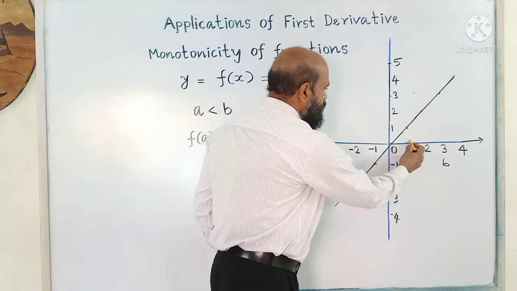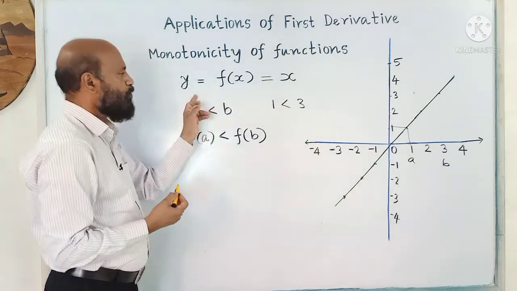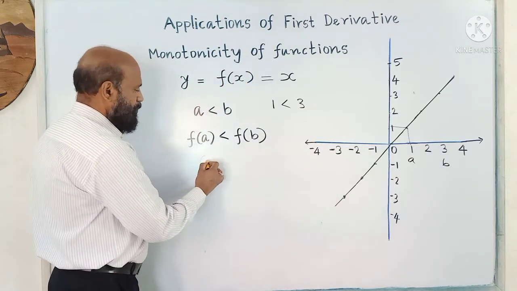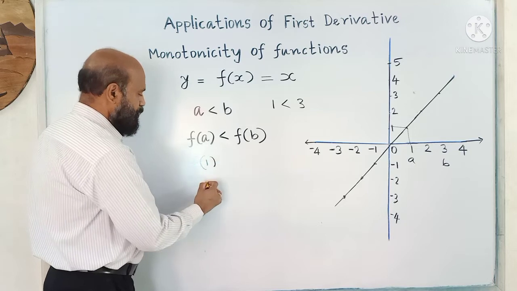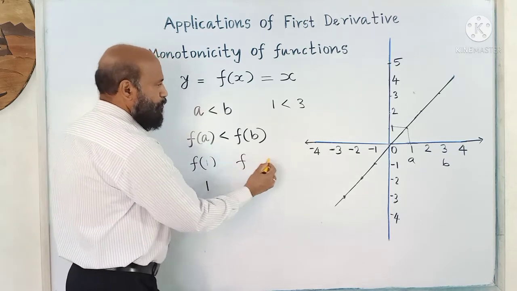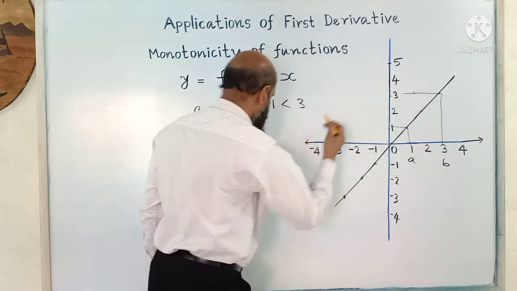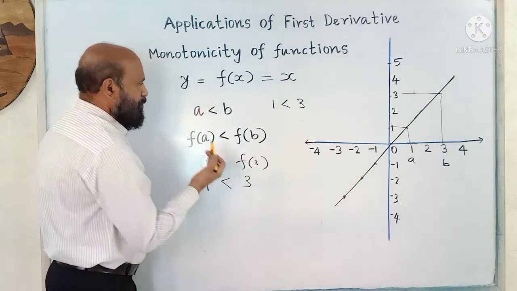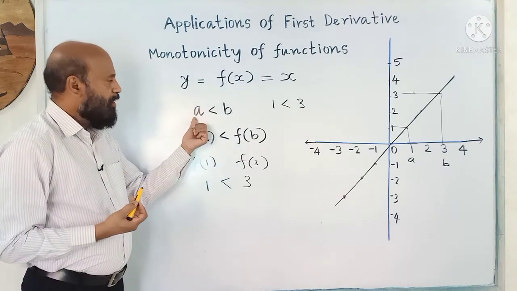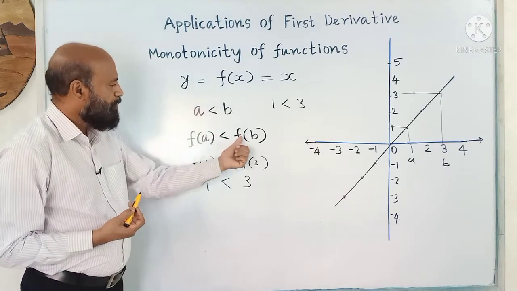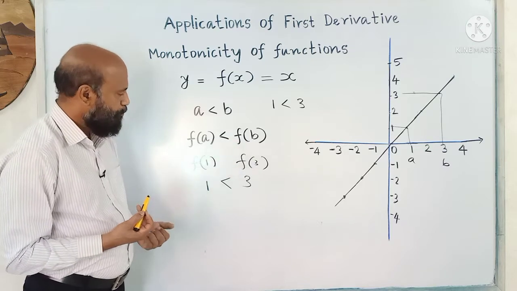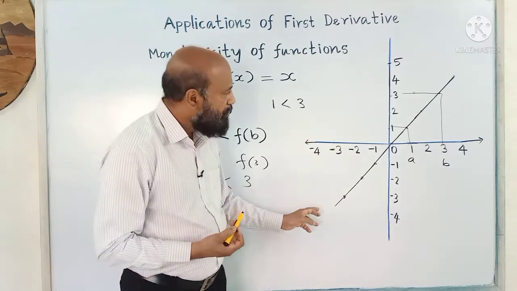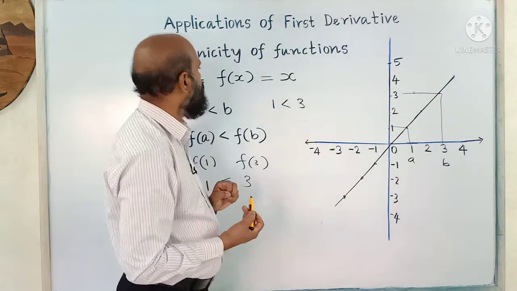When x is 1, y is also 1. So f of 1 is 1. F of 3 is 3. So when a is lesser than b, f of a is lesser than f of b. So same order. So this is strictly increasing.